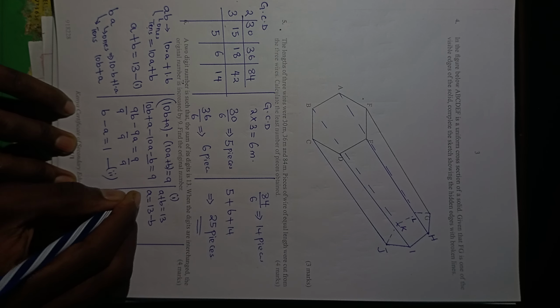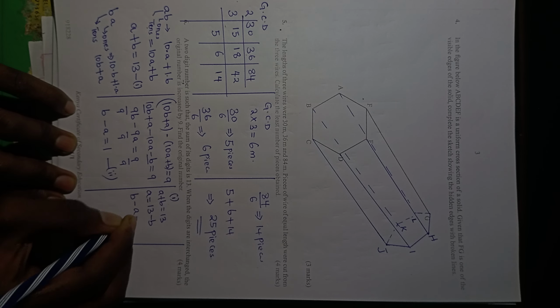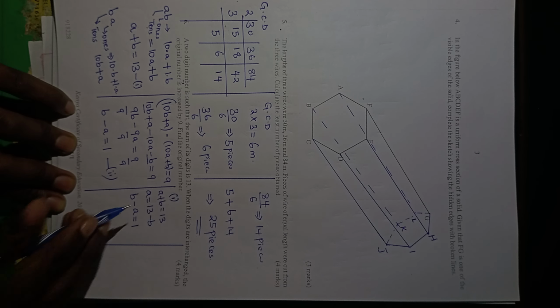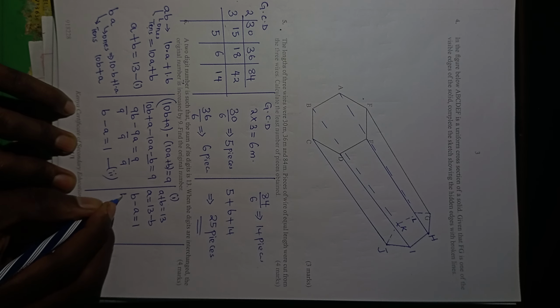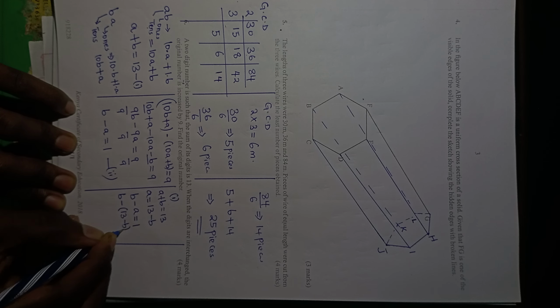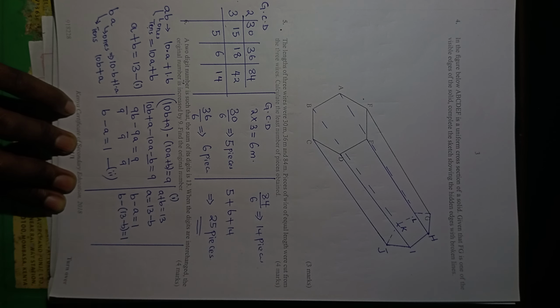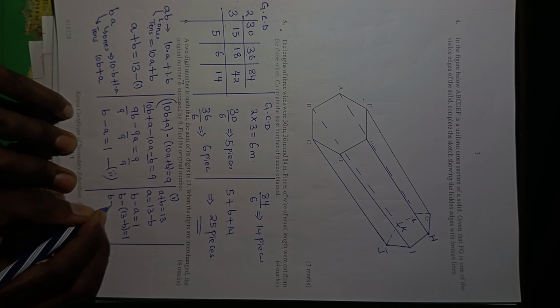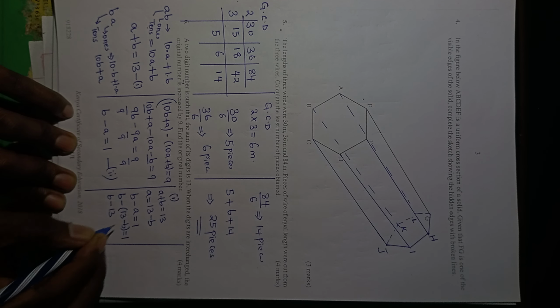And equation 2 states that b minus a is equal to 1. But our a is 13 minus b. So it will be b minus, instead of a, we substitute 13 minus b here. And the equivalent answer will be 1. So this will be b minus 13. Minus and minus become plus, b is equal to 1.